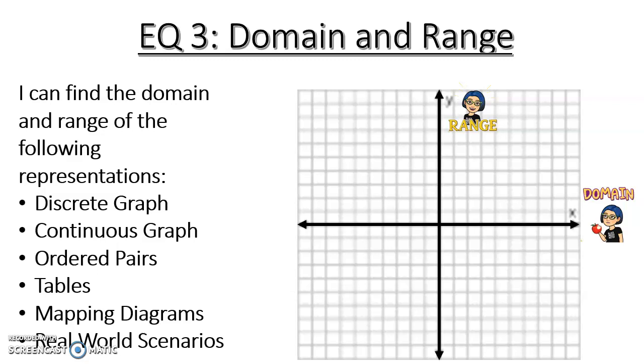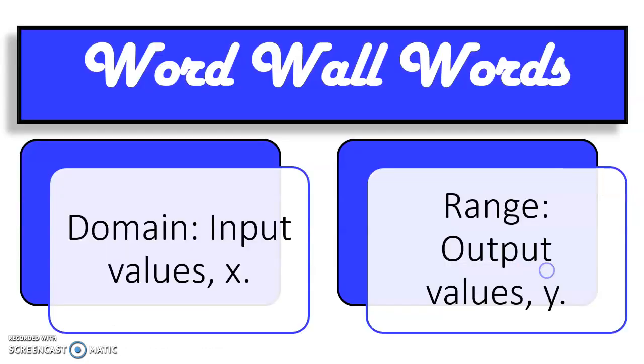Today we are going to be discussing EQ3, domain and range, and this is just going to be our first video. So our EQ3 says, I can find the domain and range of the following representations: discrete graphs, continuous graphs, ordered pairs, tables, mapping diagrams, and real-world scenarios.